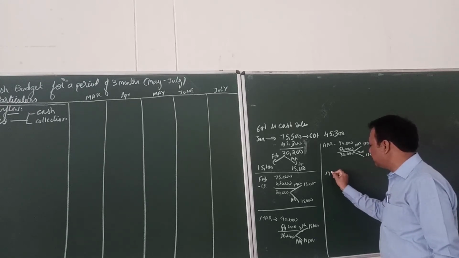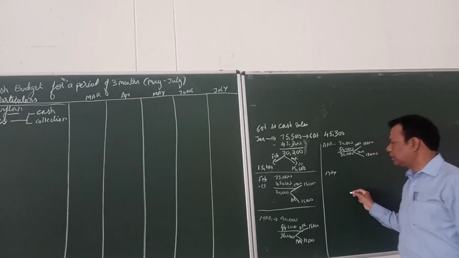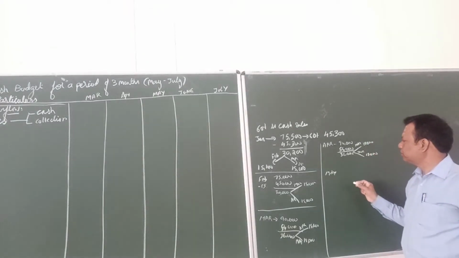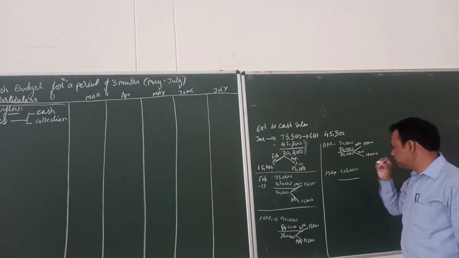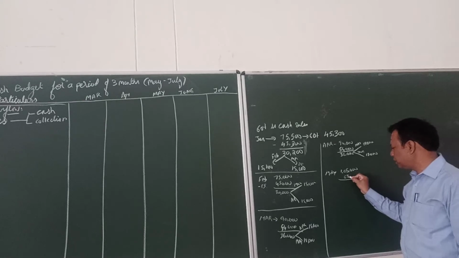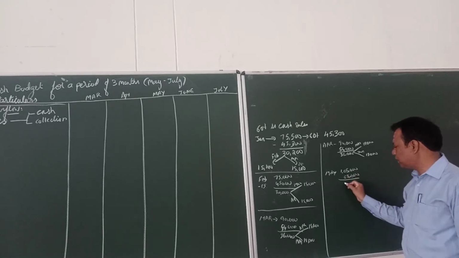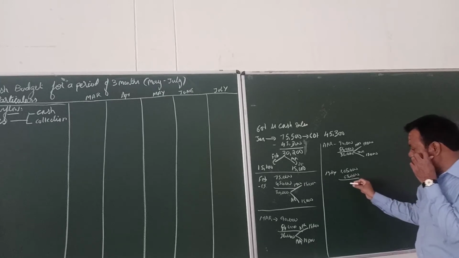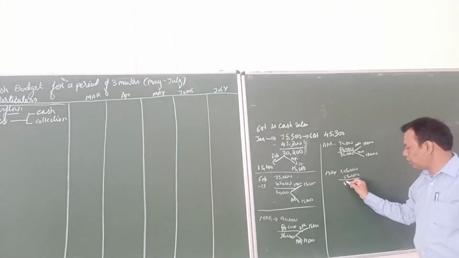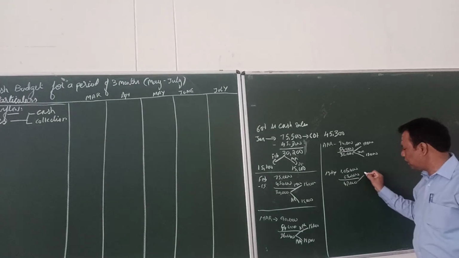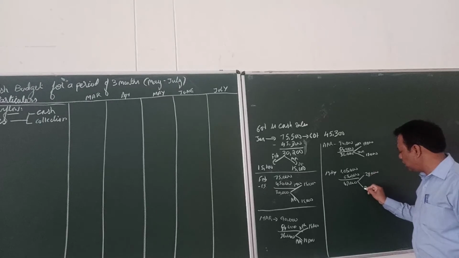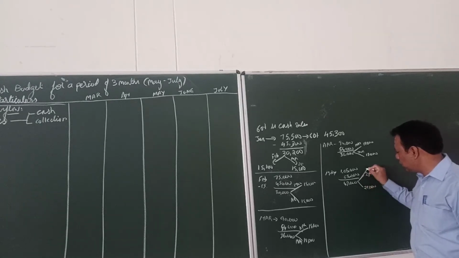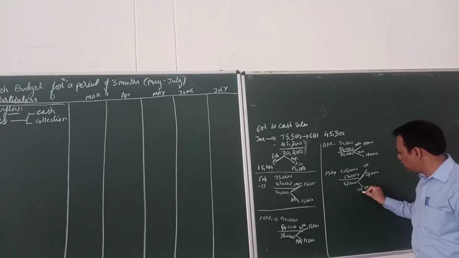So then May, how much sales? 1,05,000. Credit sales 63,000 is the credit sales. Balance is 42,000 cash sales. 42,000 is credit sales, so 21,000, 21,000. So which month is it? So June as well as July.